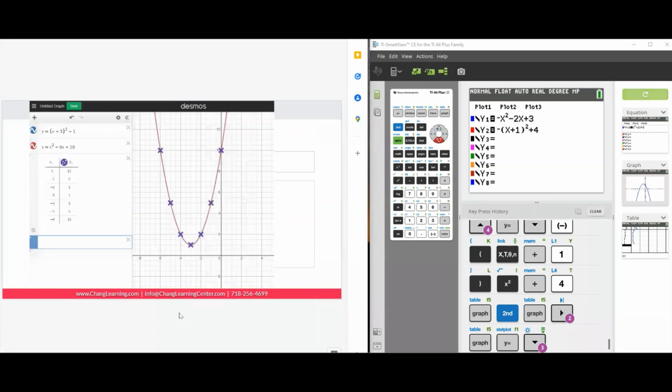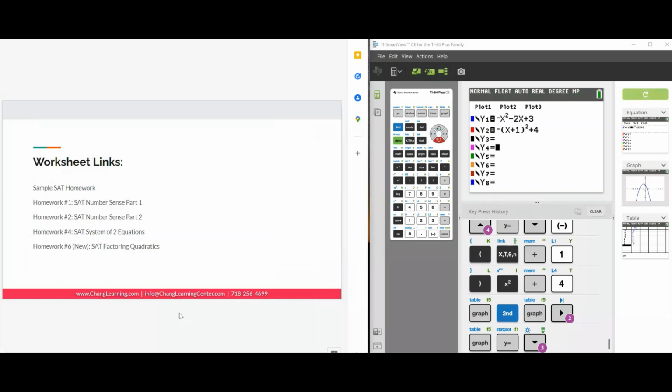On the SAT, knowing how to graph in standard and also in vertex form is very important to switch from one to the other. To go in the other direction, remember that you would use FOIL to FOIL out the equation and then rewrite it into standard form.